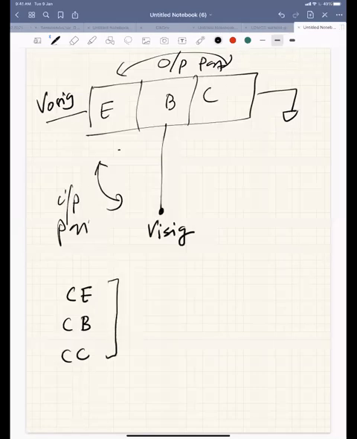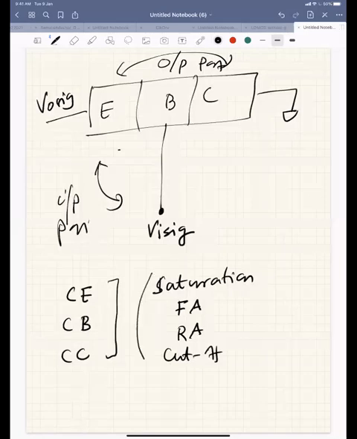And at the same time, I also have modes of operation. I have saturation, when both the junctions are forward biased. I have forward active, I have reverse active, and cutoff, right? So these are modes of operation for common emitter, common base, and common collector. Common emitter can have saturation, forward active, reverse active, cutoff. Common base also can have saturation, forward active, reverse active, cutoff. Common collector can also have saturation, forward active, reverse active, cutoff.